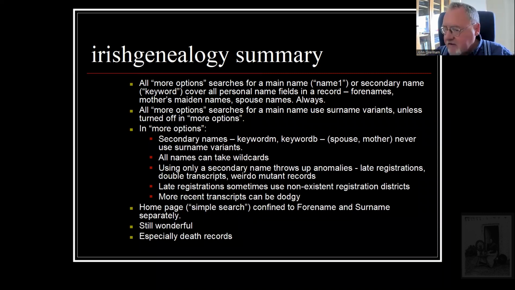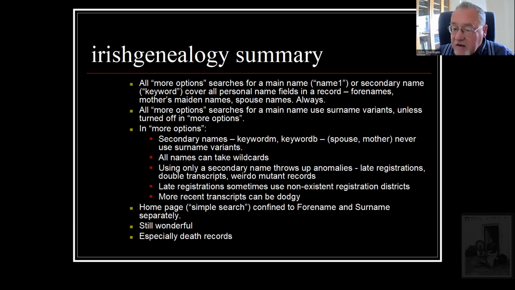Okay, let me summarize this. All the more search options searches for a main name, name 1 in the URL in the address bar, or secondary name, keyword, keyword B, or keyword M, cover all the personal name fields in a record. So forenames, mother's maiden names, spouse's names, and there's no way of turning that off in more search options. All more search option searches for a main name use surname variants. You can turn that off by ticking the exact match box in more search options. In more search options, the secondary names, so the spouse's name or the mother's maiden name, never use surname variants.